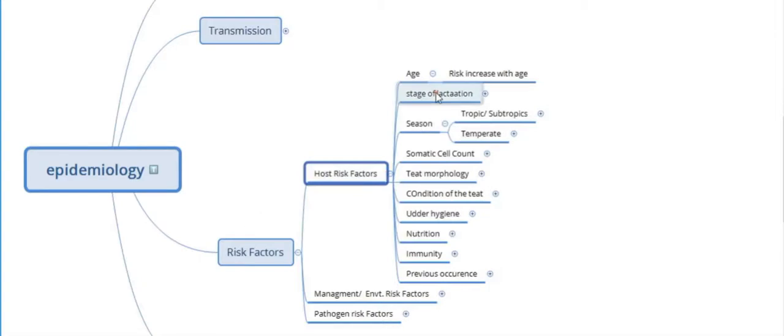Yes, there are a large number of factors, because there have been a lot of studies on various risk factors of bovine mastitis, and these have been documented also. So the knowledge regarding the epidemiology of bovine mastitis is very vast. It is already known that as the age of the animal increases, the risk of occurrence of mastitis will also increase.